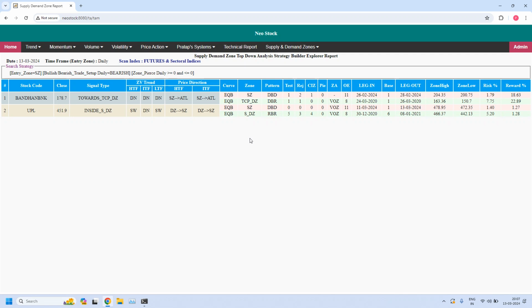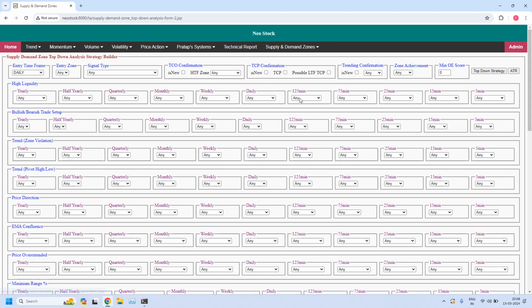Now we look for weekly income trade setups. So the entry time frame should be 75 minutes. That is, the lower time frame should be 75 minutes. So, bearish trade setup, bullish trade setup for weekly income trade. Bullish weekly income trade, entry time frame should be 75 minutes.